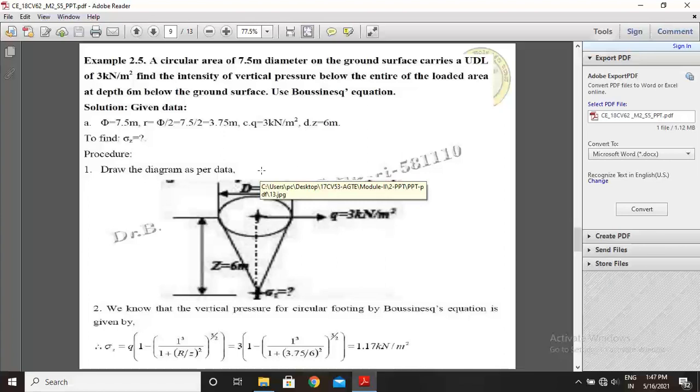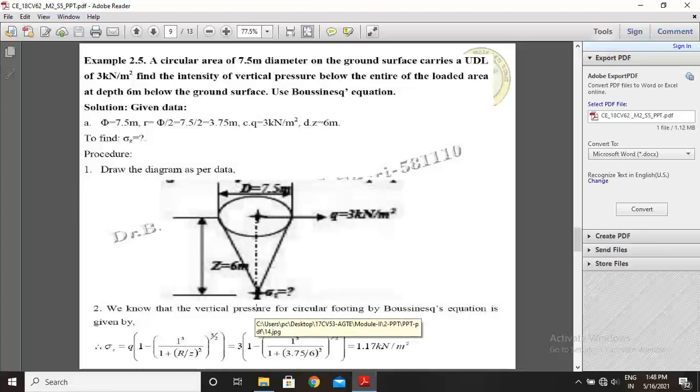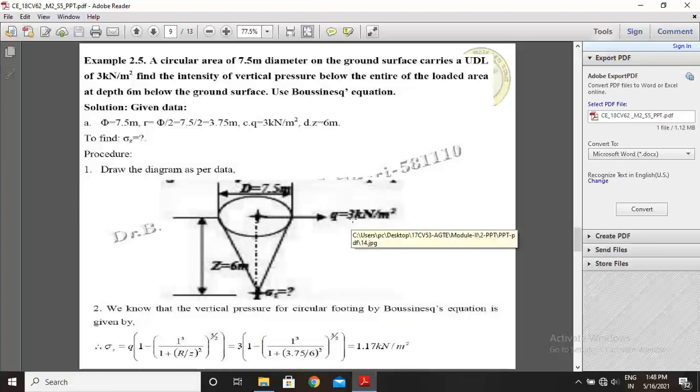See here, the diagram is plotted. So this is a circular footing of diameter 7.5 meters, and the depth is Z equal to 6 meters. The surcharge load is given, q is 3 kilonewton per meter square. Then sigma Z at a depth of 6 meters is to be found. I think this is for circular footings, so then use Boussinesq's equation for circular footings.